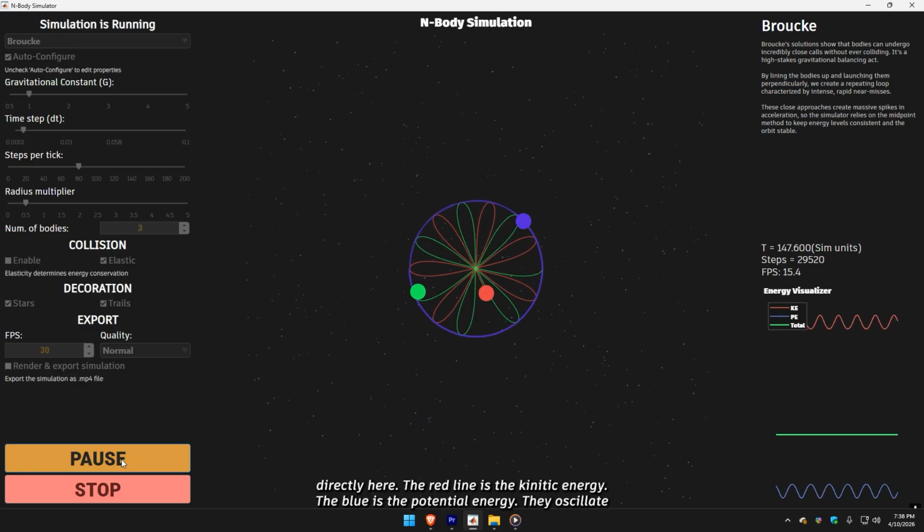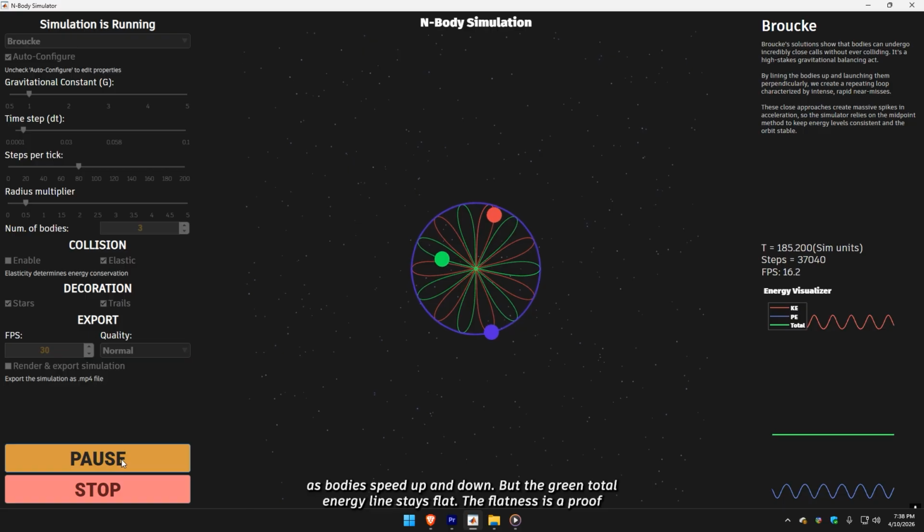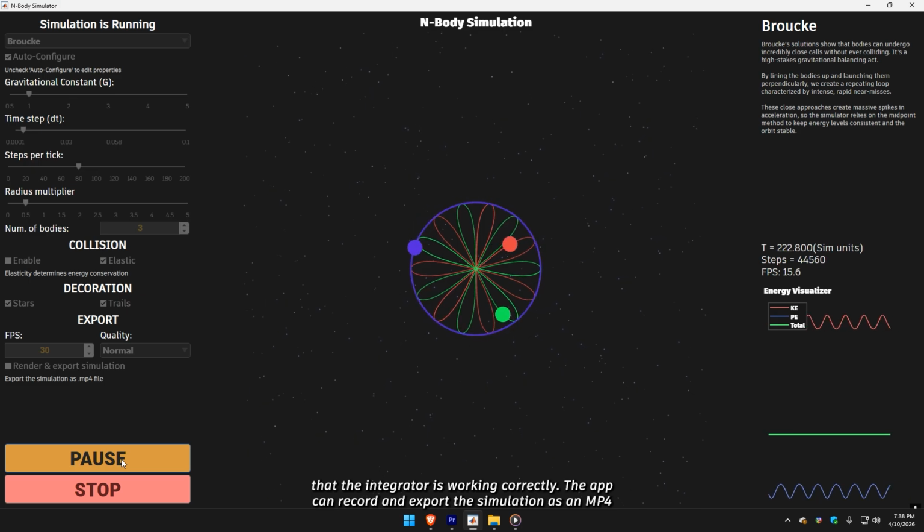You can see this directly here. The red line is the kinetic energy, the blue is the potential energy. They oscillate as bodies speed up and slow down, but the green total energy line stays flat. The flatness is the proof that the integrator is working correctly.